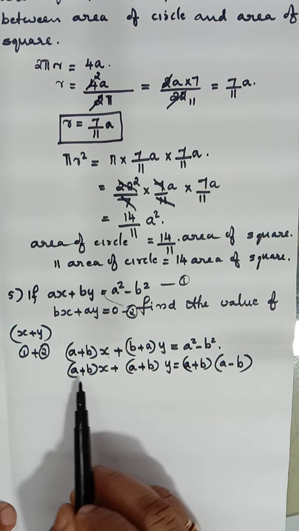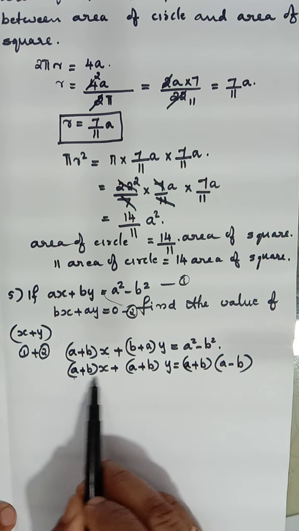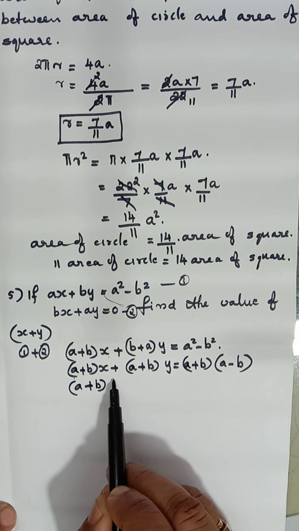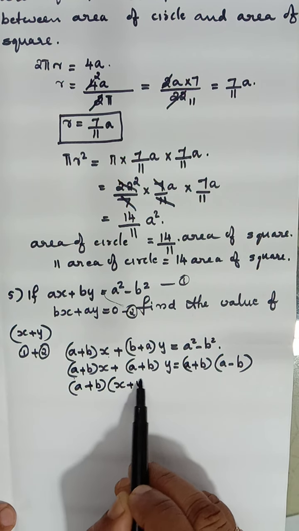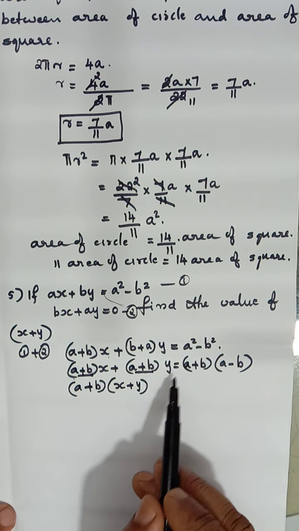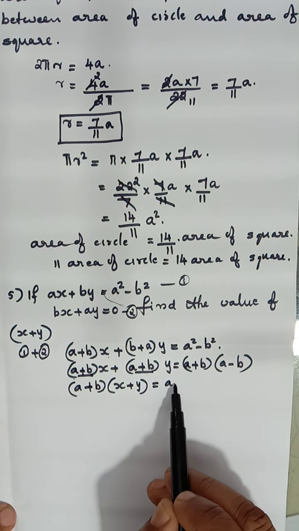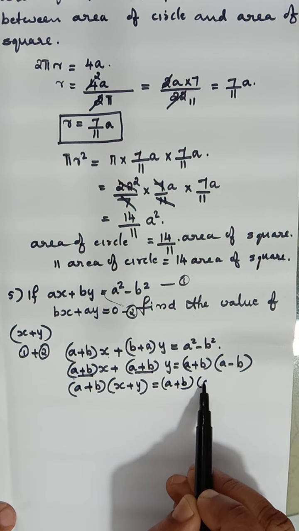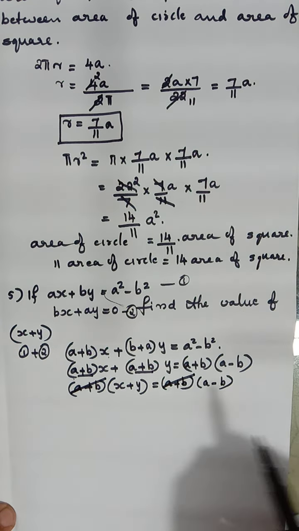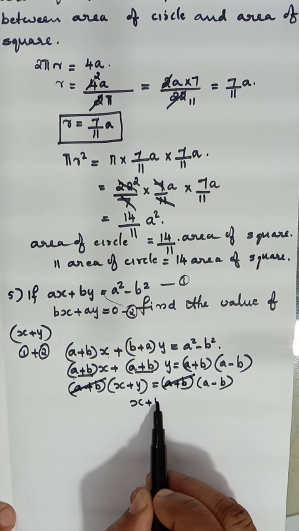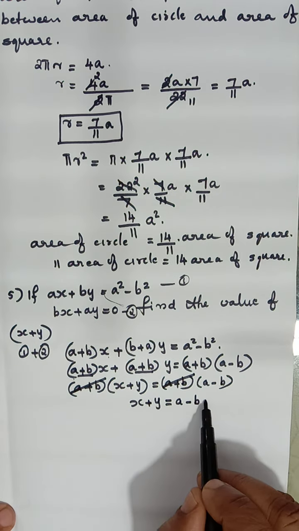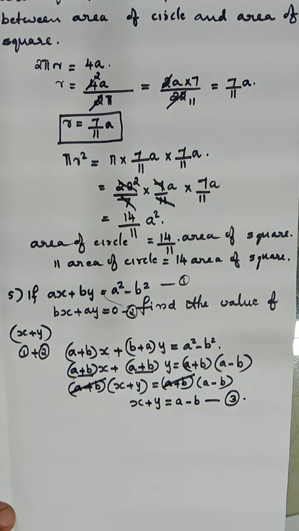I am writing elaborately. So here a plus b is common in the first term as well as in the second. Taking a plus b common, we have x plus y inside, equal to (a plus b) into (a minus b). Now cancel a plus b on both the sides. We get the equation again as x plus y is equal to a minus b. We'll mark it as equation number 3.